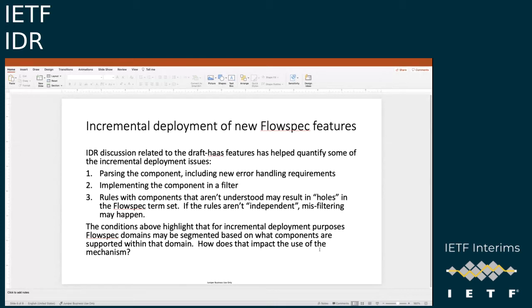And to some extent, these things as a collection highlight that we have a not well-defined FlowSpec domain. Here's a set of routers that participate in FlowSpec that may understand specific features and may have an ability, even if they understand them, to deploy them or not deploy them. So that impacts the discussion as well.